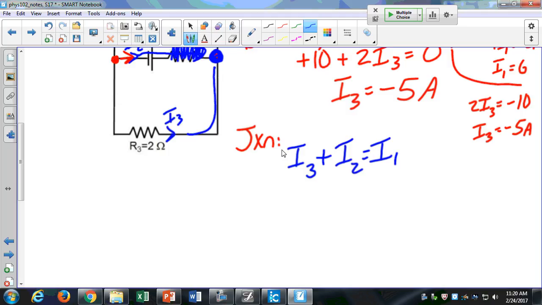Depending how you draw your currents here, it might be different. Or depending which junction you choose, it could be different. I mean, if I chose the other junction, it would be I1 equals I3 plus I2.